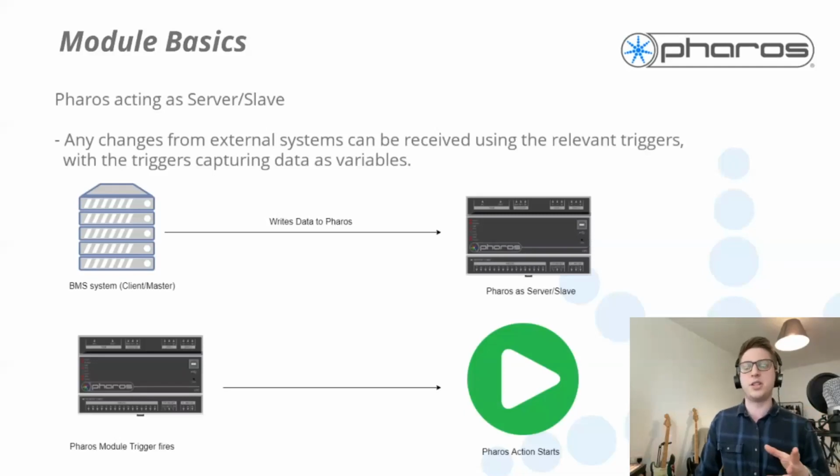So as you can see, I've got a little diagram here, which hopefully will give you a little bit better understanding of how the actual process works. So we have a BMS system here. It writes data to Pharos, could be a holding register, let's say. Pharos obviously is acting as the server-slave device in this scenario. As soon as you write data to Pharos and you change a holding register value, let's say you change the holding register value to 7, Pharos then will obviously trigger from where the data has been written to it. It can then use that value to pick something like a timeline. So you can use that as a variable within our action.